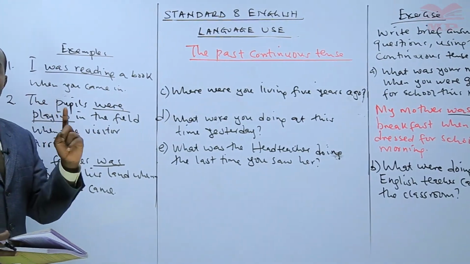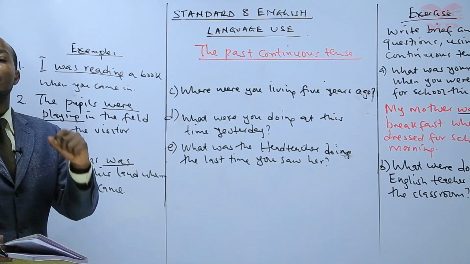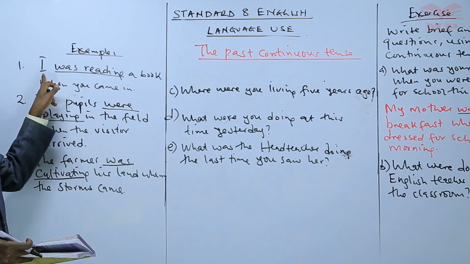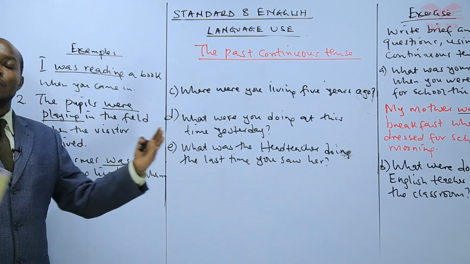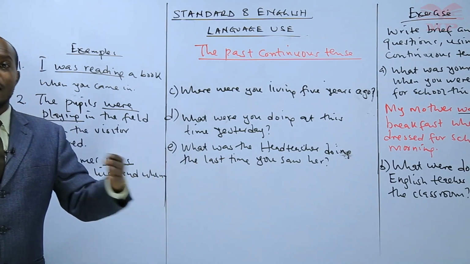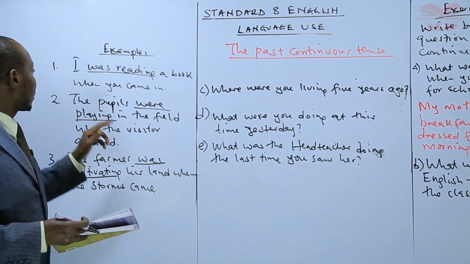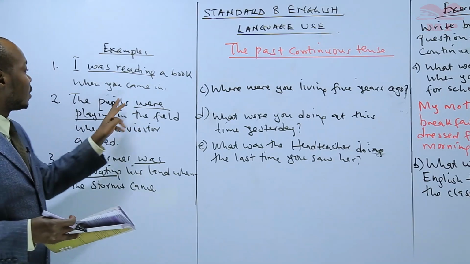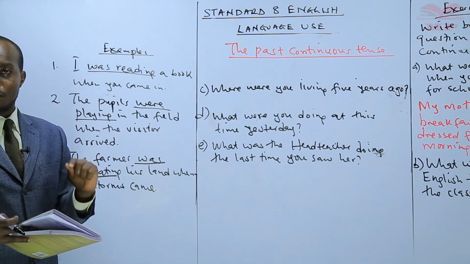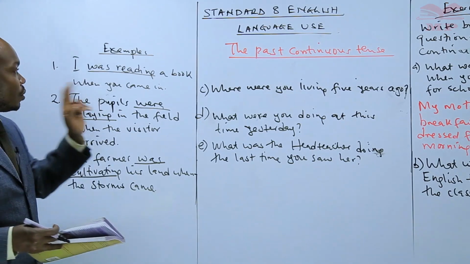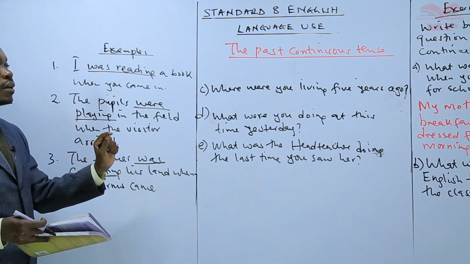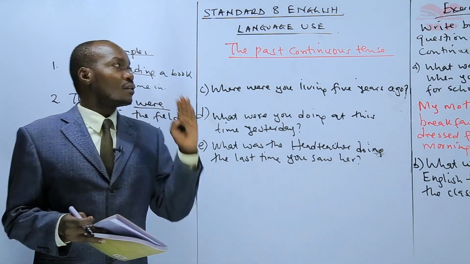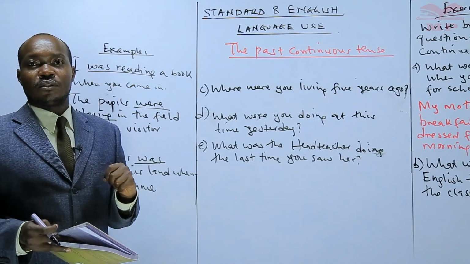If the subject is singular, the verb will be was. I was reading a book, one person, okay? But if the subject is in plural form, that means many people, the helping verb will be were. The pupils were playing in the field. That means our subject is in plural form, right? So please take note. We use the words was and were plus the ing form of the verb. That is the past continuous tense. So that's what you have learned today.